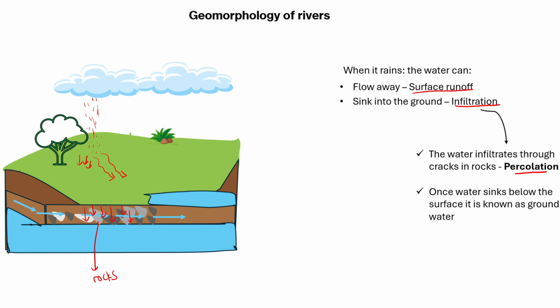Once the water sinks down and is now below the surface, all the water that you find below the surface of the earth is known as groundwater. So this is my groundwater. Groundwater is basically the water that you find below the surface of the earth. Once the water sinks in below, it is known as groundwater.